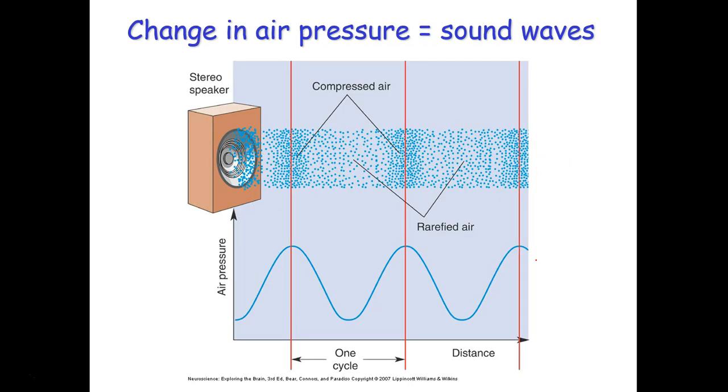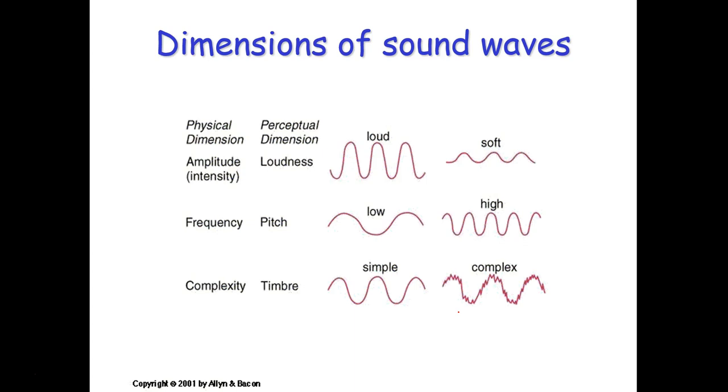So here, just to illustrate how the compressed and rarefied air matches with the sine waves of the sound waves, it's shown here. The compressed air represents the peak in the sound wave, whereas the rarefied air represents the trough. But essentially, changes in air pressure is what gives rise to sound waves. There are dimensions of sound waves.